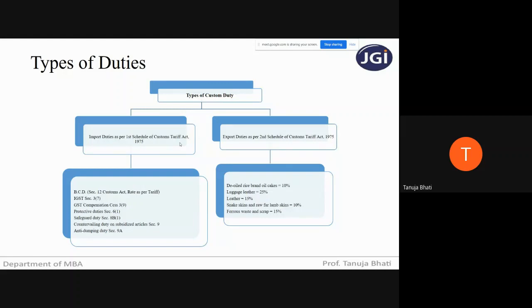For example, if I am importing goods worth rupees 10 lakhs from USA to India, and I'm filing my bill of entry, how will the calculation be? On 10 lakhs, I'm going to charge my basic customs duty of 10%, that is 1 lakh rupees. So 1 lakh rupees becomes my basic customs duty, which is charged on the value of the goods that are being imported.